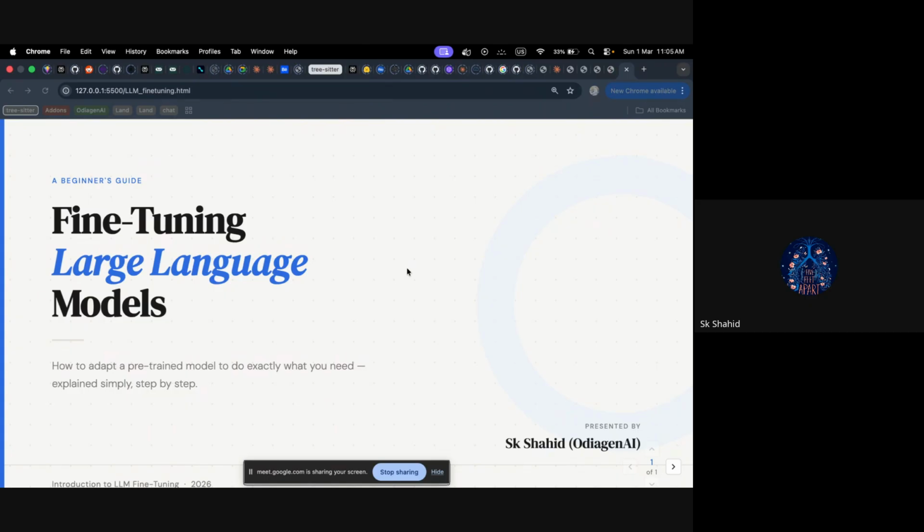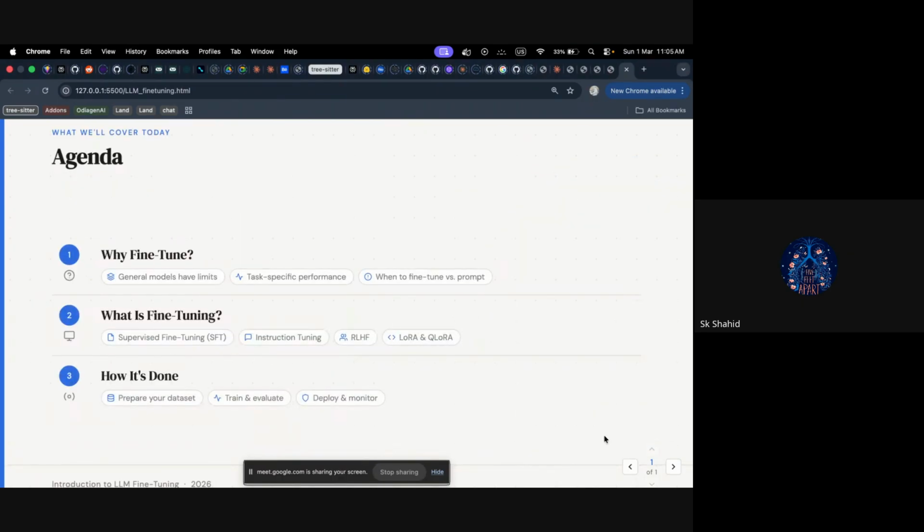Okay, moving forward. Here we'll be segregating our discussion into three parts. Why do we need fine-tuning? What is fine-tuning itself and how is it done? And after that, we have a Q&A session as well. We also have a working session where we'll see fine-tuning in action in our Google Colab notebook. We'll hand out the notebook as well.